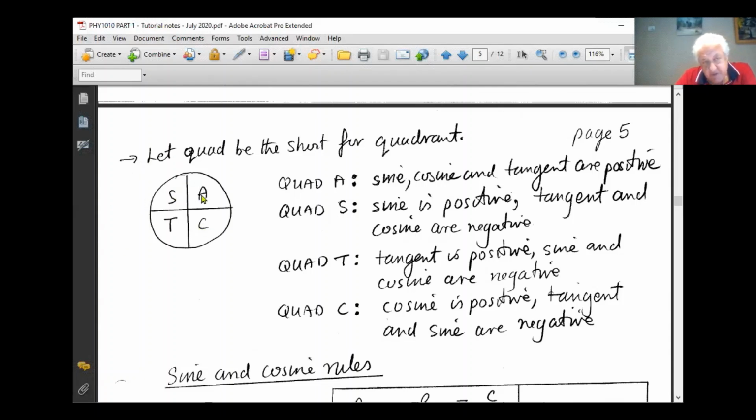Draw a circle, divide it up into quadrants: first quadrant, second quadrant, third quadrant, fourth quadrant. Start and say CAST counterclockwise. Quadrant A: sine, cosine and tangent are positive. Quadrant S, the second quadrant: sine is positive, tangent and cosine are negative. Quadrant T: tangent is positive, sine and cosine are negative. Quadrant C: cosine is positive, tangent and sine are negative. So this tells you which ones are positive. All are positive, sine is positive, tan is positive, cosine is positive.